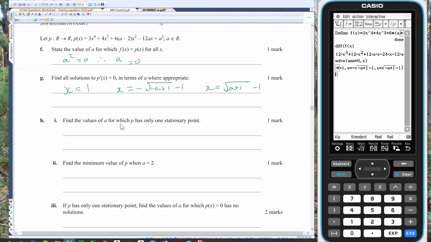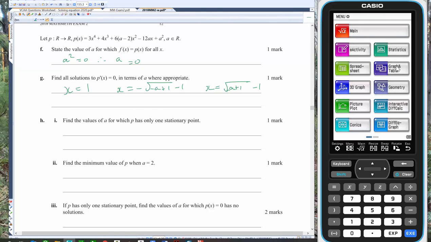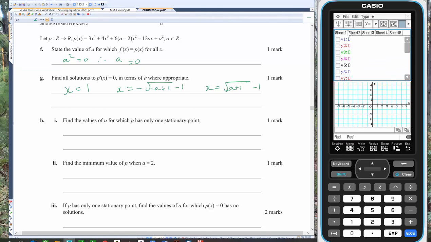Find the values of a for which p of x has only one stationary point. All right, so it might be timely now to actually have a look at what this function looks like on the calculator. So what I'm going to do is take a copy of that and go over to Graph and Table and paste it. And here it is. Okay, so it's defaulted to an a value of -7. All right, let's have a look and see what happens.